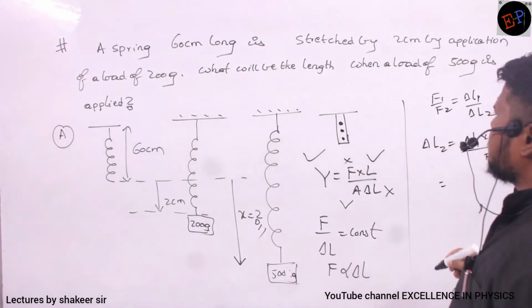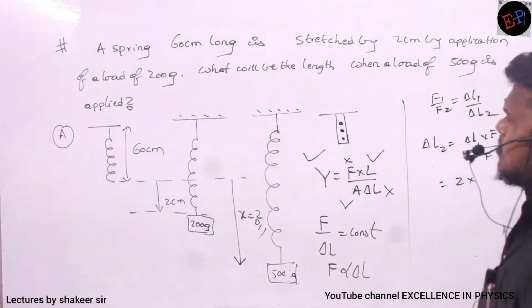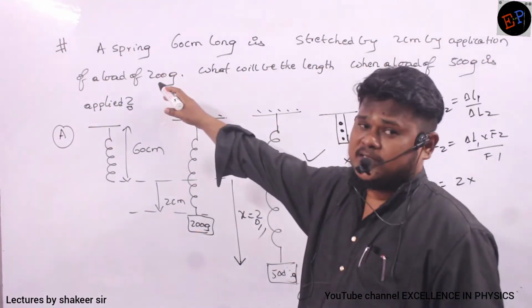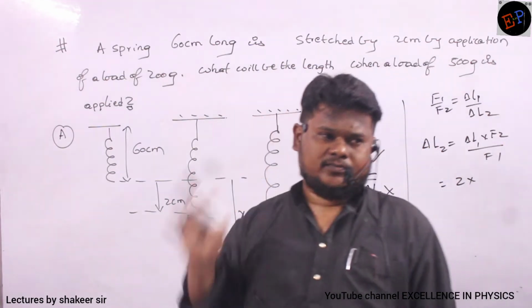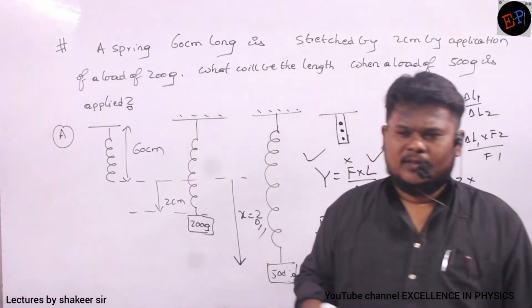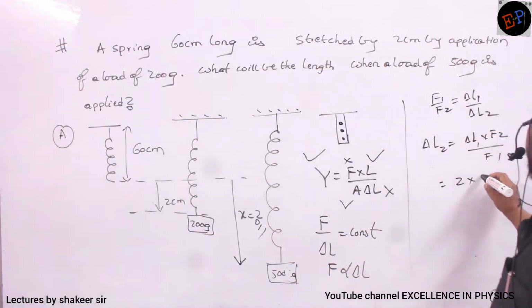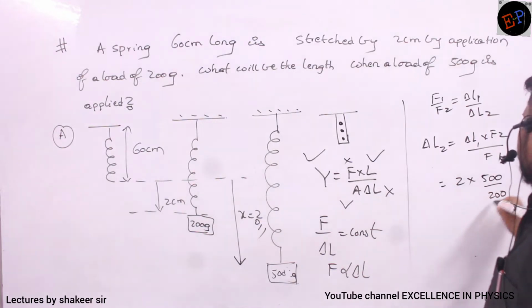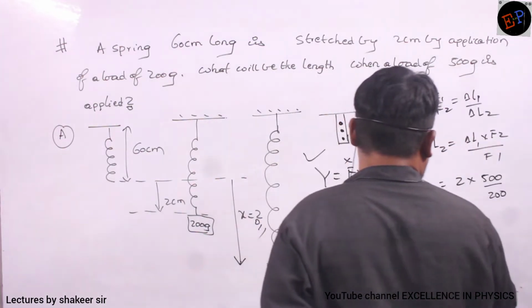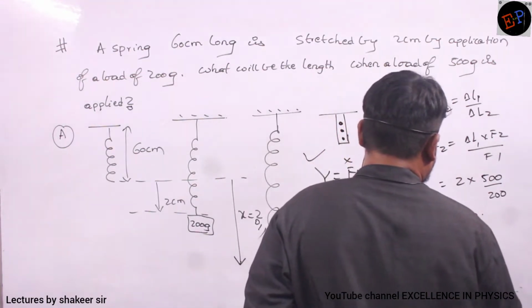So delta L1 is how much? Initial elongation is 2 centimeters. 2 multiplied by force. See, here load is given in terms of mass. Actually if you want to convert this into force, you have to multiply by g, because F is equal to mg. But here also g, here also g. They will get cancelled with each other, so no need of multiplying. So final force is 500, initial force is 200. So how much is it? 5.